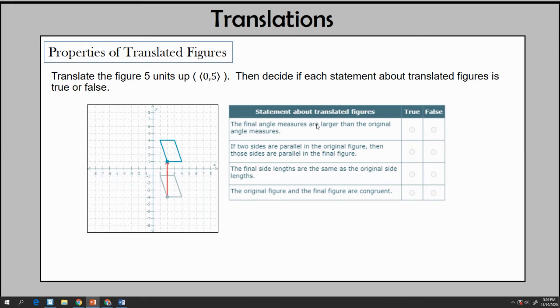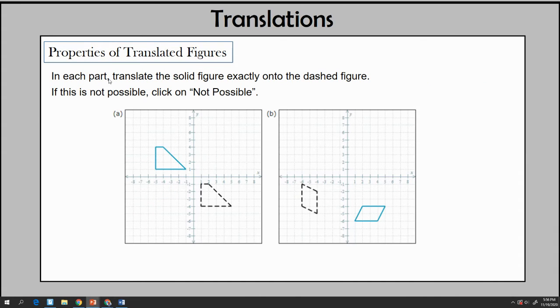The final angle measures are larger than the original angle measures. No, right? They're identical to each other. This angle and this angle do not change. If two sides are parallel in the original figure, then those sides are parallel in the final figure. Yeah, they're the same. The final lengths are the same as the original lengths. The final side lengths are the same. The original figure and final figure are congruent. Yes, they are identical to each other. It's a rigid transformation.